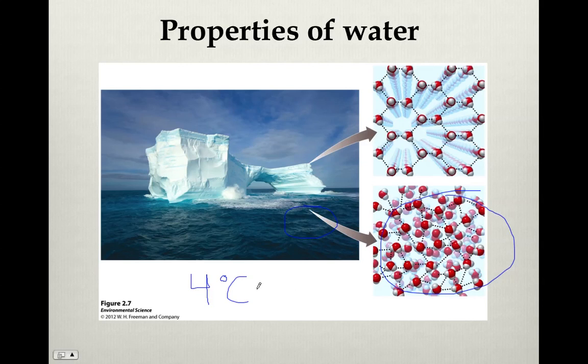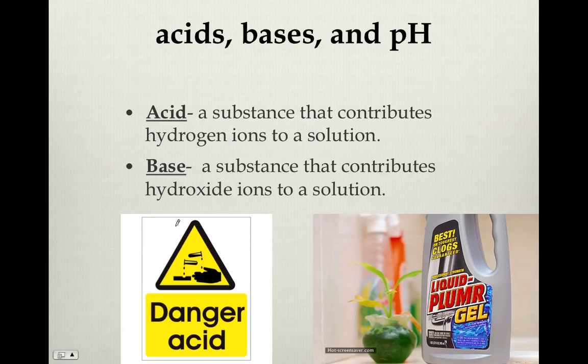As it continues to cool down to 0 degrees Celsius and beyond, it increases in volume, and so you get this crystal structure. The volume increases, and this makes it less dense. So solid water, or ice, is less dense than liquid water, and therefore it floats on top of liquid water. This is a unique and important property of water.